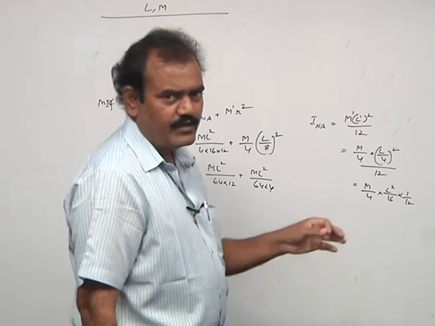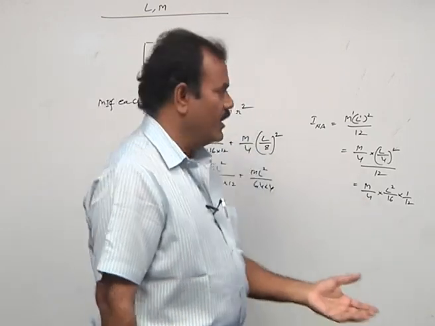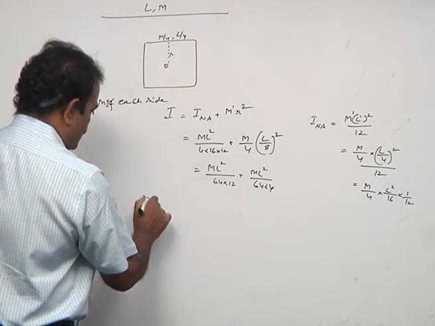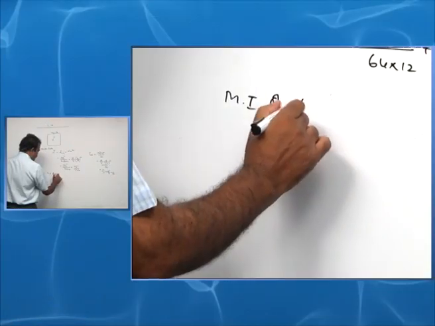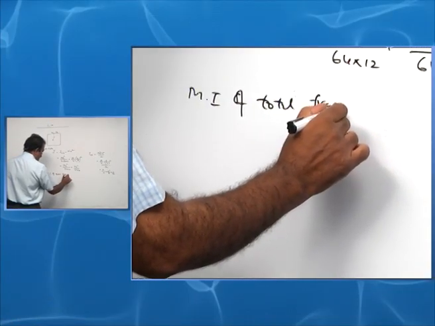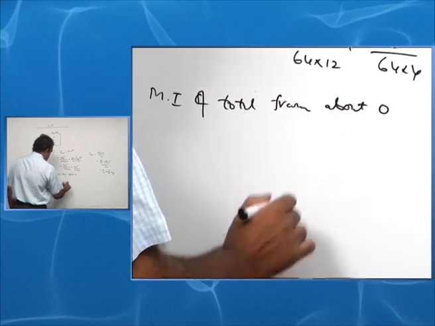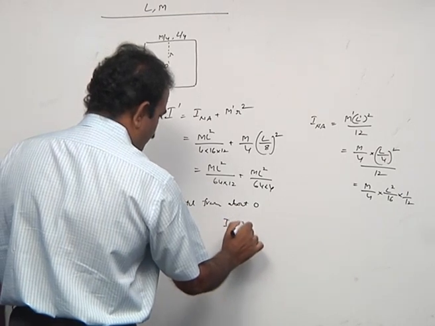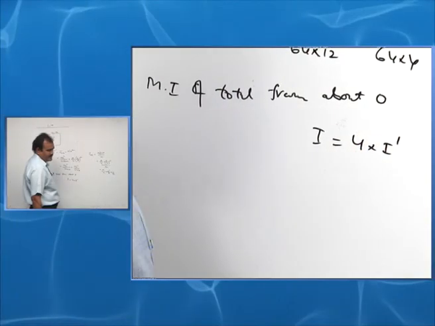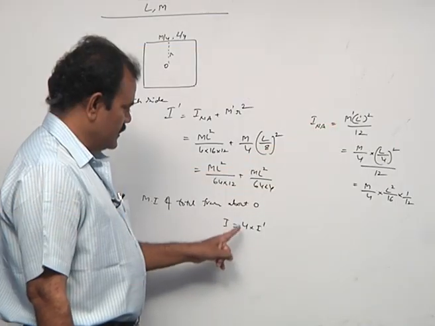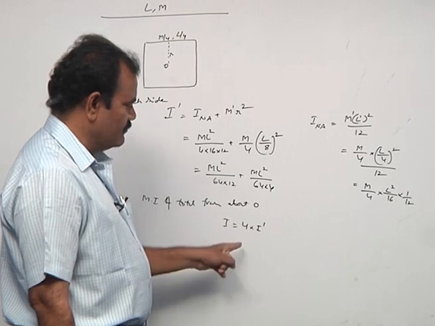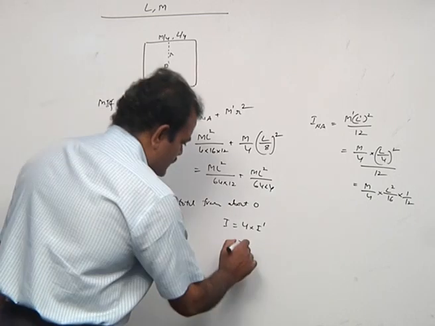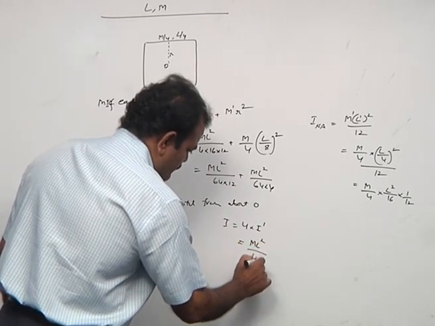So now if you want to find out the moment of inertia of the entire frame about this given axis, about O, then it is not the M.I. of each side, now it is the M.I. of the entire frame. So the M.I. of the total frame about O, we consider I dash for one side, so I is equal to 4 into I dash. Why? Because there are 4 sides. After solving, you will get the answer ml square by 48.